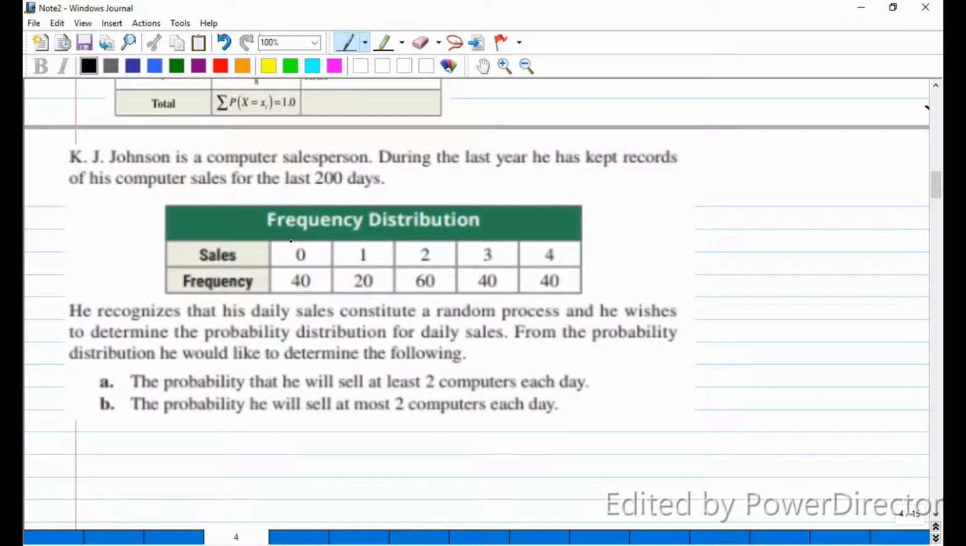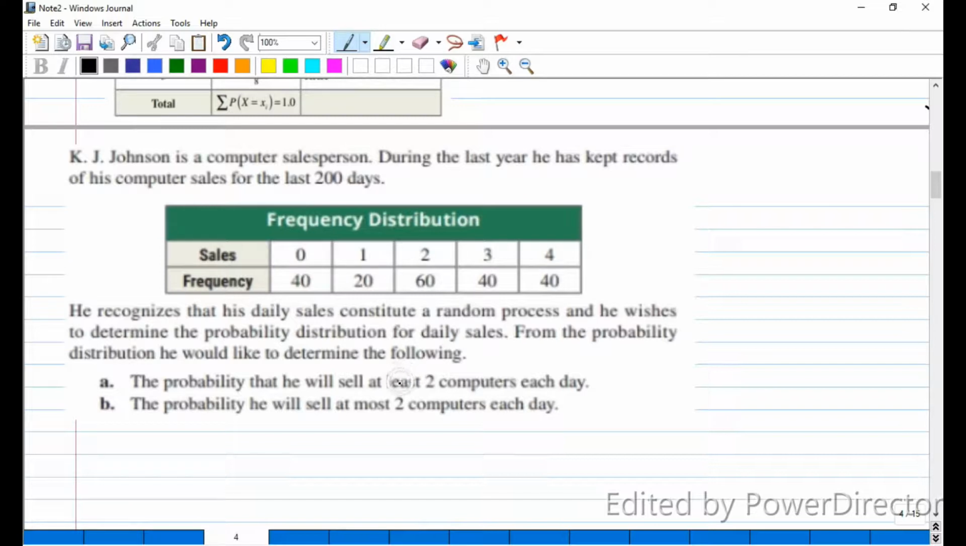So what this means is he sold 0 computers 40 times, 1 computer 20 times, 2 computers 60 times, 3 computers 40 times, and 4 computers 40 times. He recognizes that his daily sales constitute a random process, and he wishes to determine the probability distribution for the daily sales. From the probability distribution, he would like to determine the probability that he will sell at least 2 computers each day, and the probability he will sell at most 2 computers each day. So we have to understand the problem to be able to figure out the probability. It's not too bad.